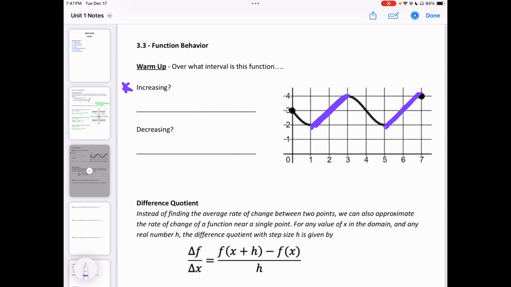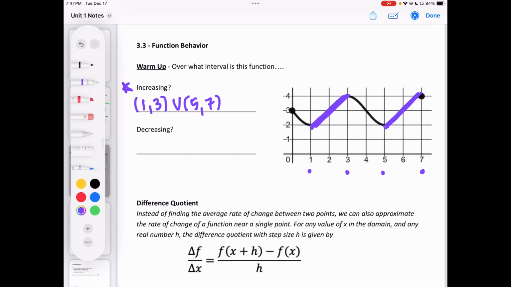Okay. Now I want you to give me that domain. Essentially that is starting at 1 and it goes to 3, and then from 5 to 7. 1 to 3 and 5 to 7. Okay, in this case we're doing intervals, so I don't want any brackets, okay?